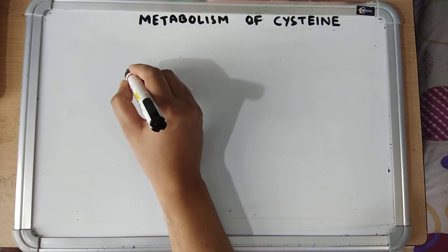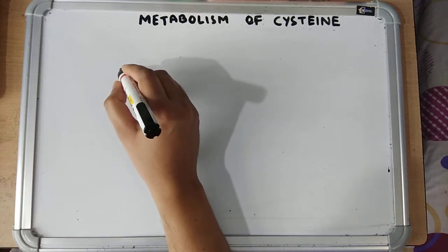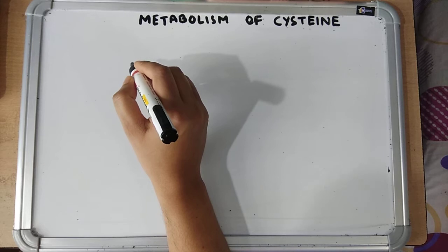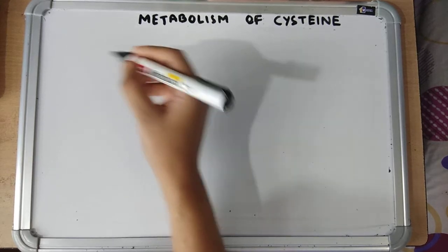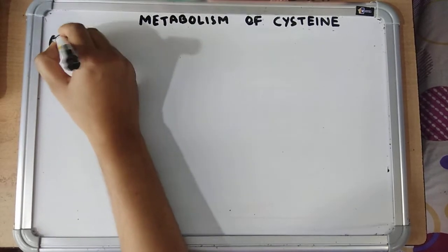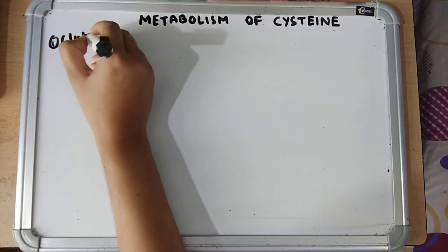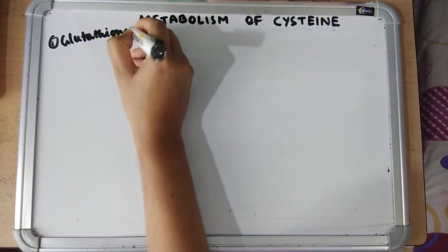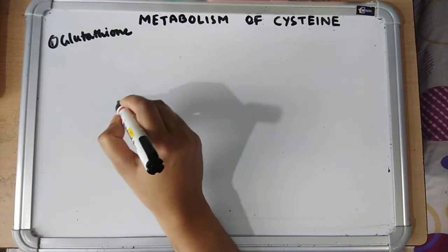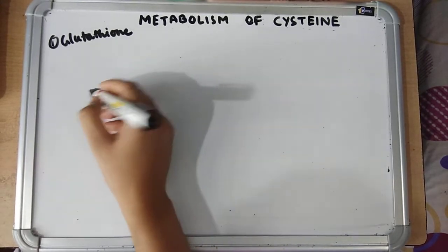Hello students, today's topic is cysteine metabolism. Cysteine is a non-essential, sulfur-containing and glucogenic amino acid. So the important metabolic reactions of cysteine we'll discuss today. Number one is synthesis of glutathione from cysteine. This has already been discussed in glycine metabolism.